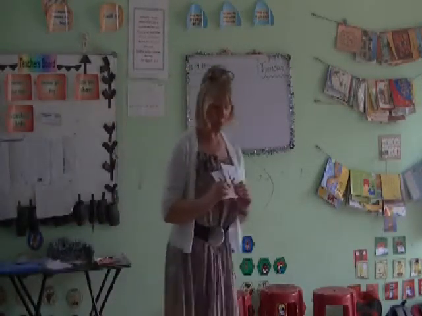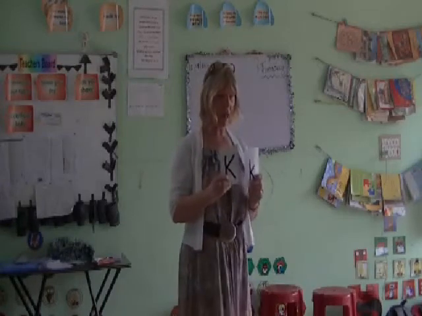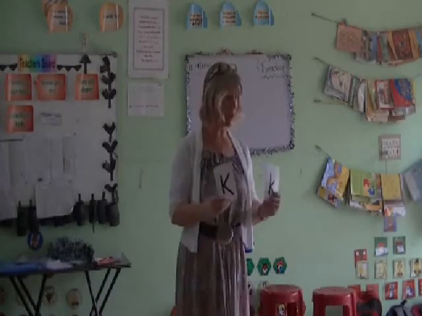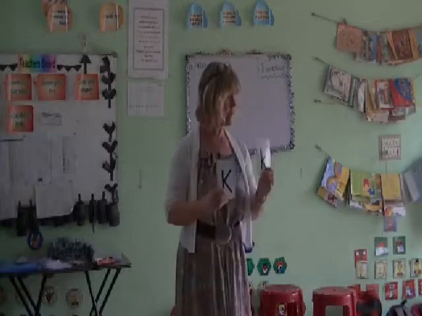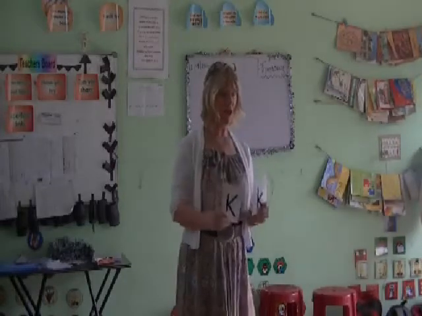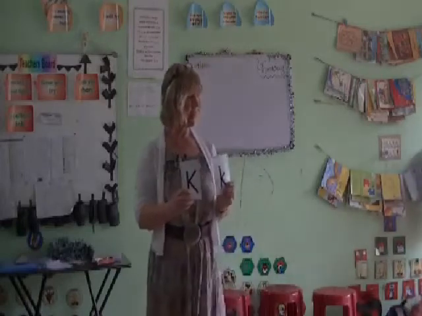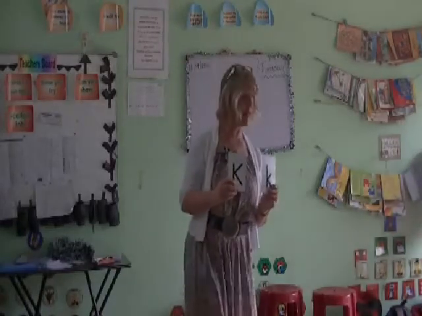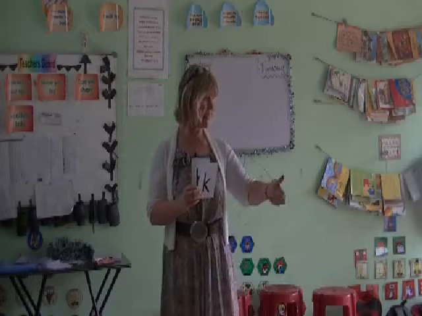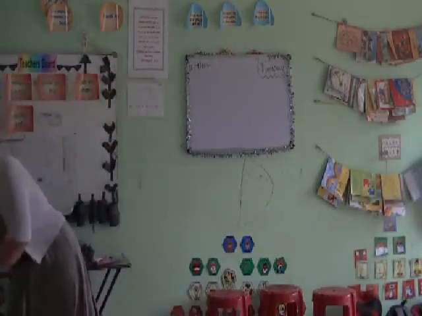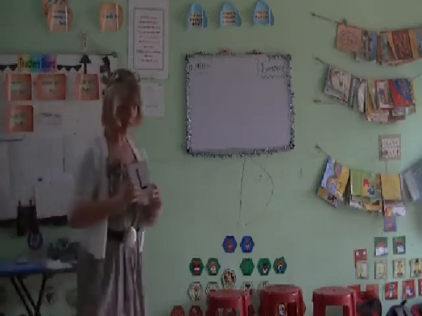And here we have K. They both look the same. One's big and one's small, but they both look the same. They are K. Can we all say it together? K for kick. Kicking. Key. Very good. K is for key. Very good. And the next one we have is L.